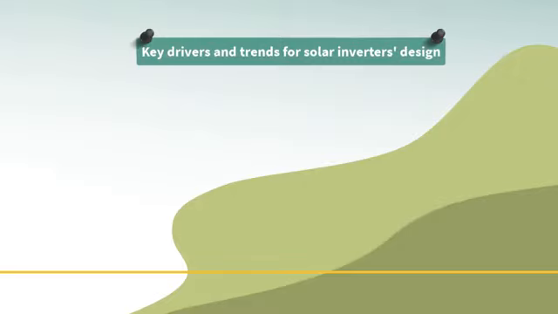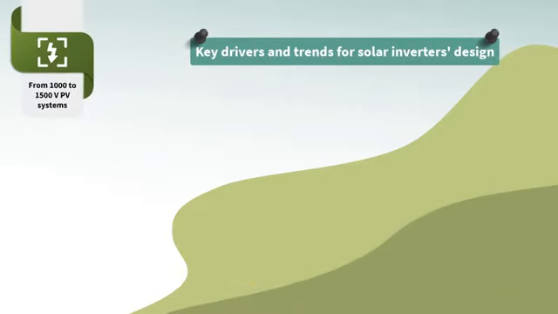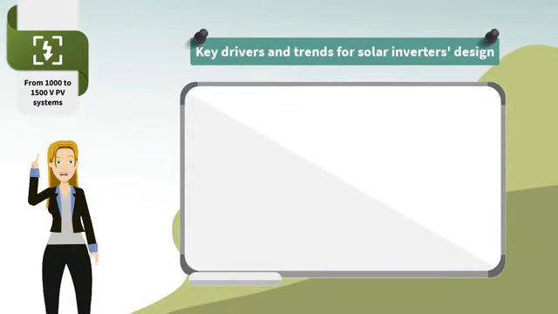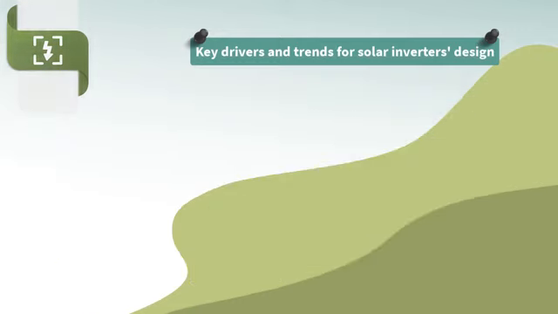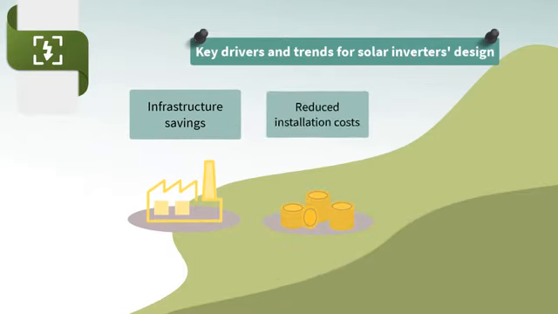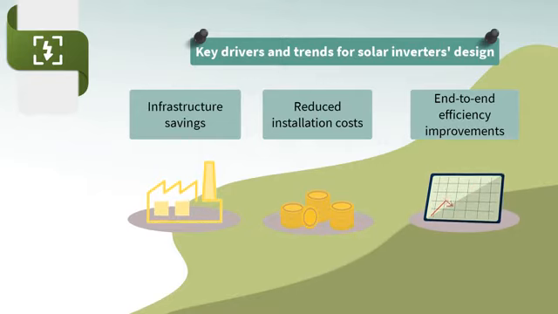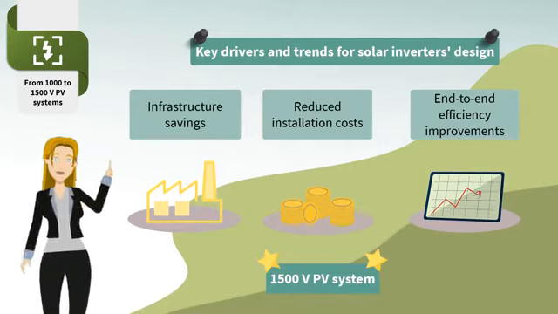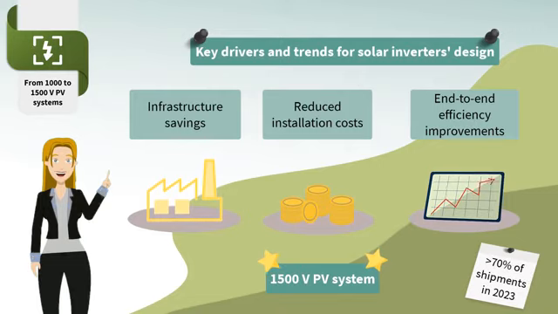The key drivers for the solar inverter's design are system costs and end-to-end efficiency optimization. One of the major trends in utility scale PV solar projects is the change from 1000 to 1500 volt systems. Basically, the value of increased system voltages translates into infrastructure savings, reduced installation costs, and end-to-end efficiency improvements. As time goes by, it is expected that the 1500 volt PV voltage will be the mainstream for utility scale installations.